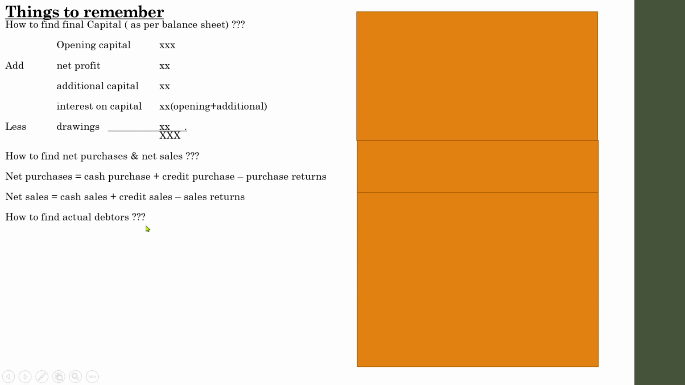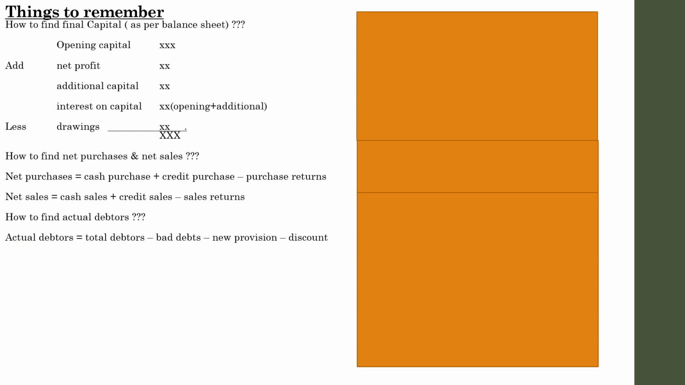So how to find actual debtors? Actual debtors means total debtors minus bad debts minus new provision minus discount. Here the actual debtors means, just like the capital that has to be shown in the balance sheet, we have to show the actual debtors in the balance sheet, otherwise known as final debtors in the balance sheet.